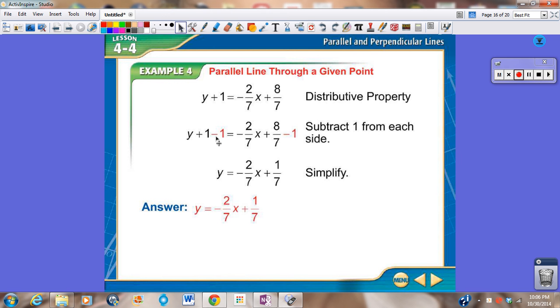Then what you do is you subtract 1 from both sides. Just feel free to use your calculator because you're going to subtract 7/7. Just use your calculator, it works much better. And then you get this answer, and that's how they get the line that is perpendicular to the given line through a particular point. Okay, this is one you definitely will want to watch again, just to make sure that you have it.